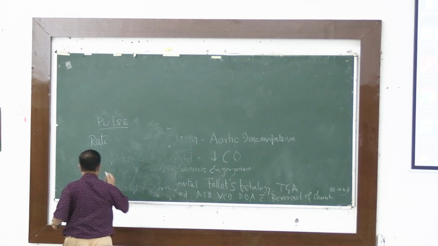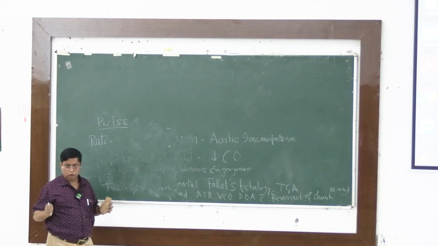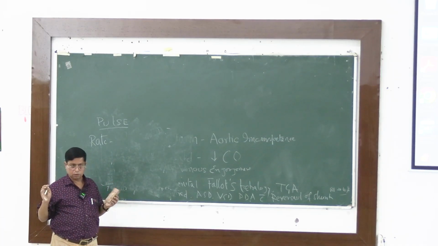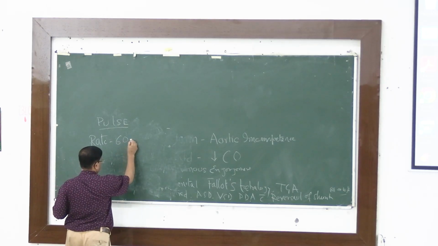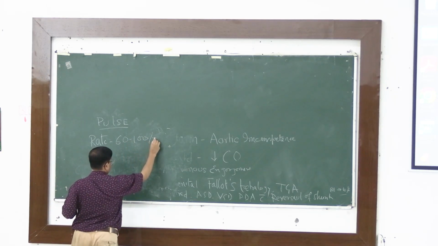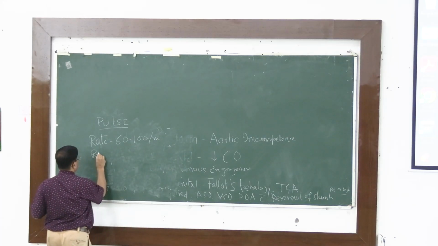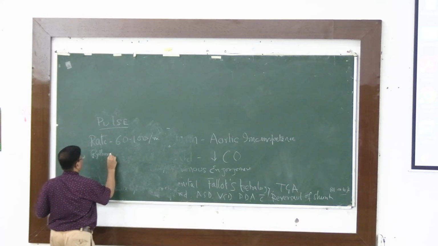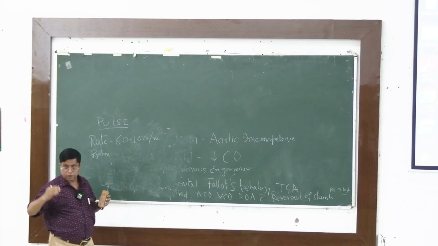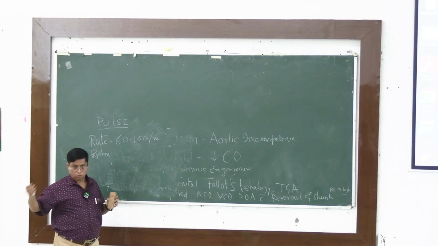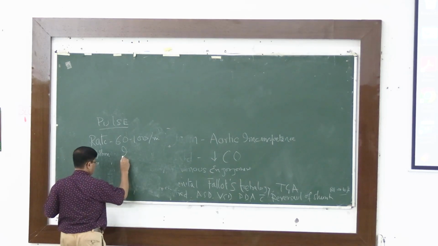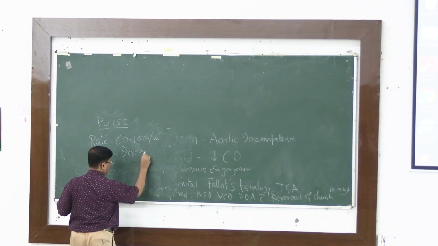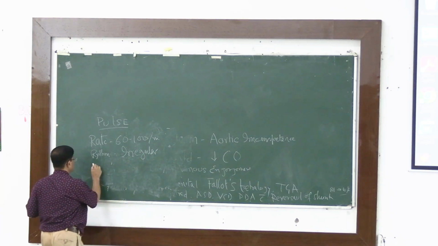So, this is rate. The normal rate is 60 to 100 per minute. Then it is rhythm. Rhythm, you know, is the pulse coming at a regular interval. When it is not coming at a regular interval, we call it irregular. Rhythm may be irregular. Each item I will explain. Rate, rhythm. Then volume.